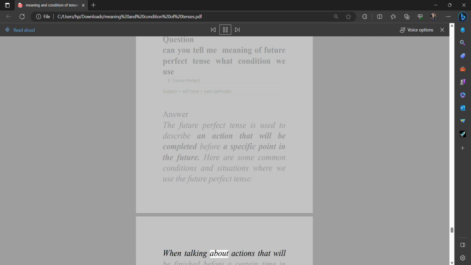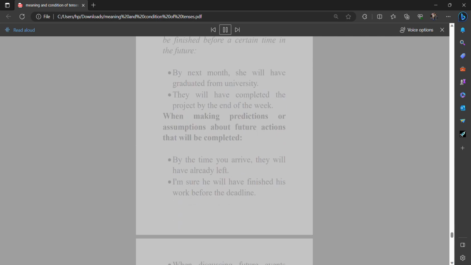When talking about actions that will be finished before a certain time in the future. By next month, she will have graduated from university. They will have completed the project by the end of the week. When making predictions or assumptions about future actions that will be completed. By the time you arrive, they will have already left. I'm sure he will have finished his work before the deadline.